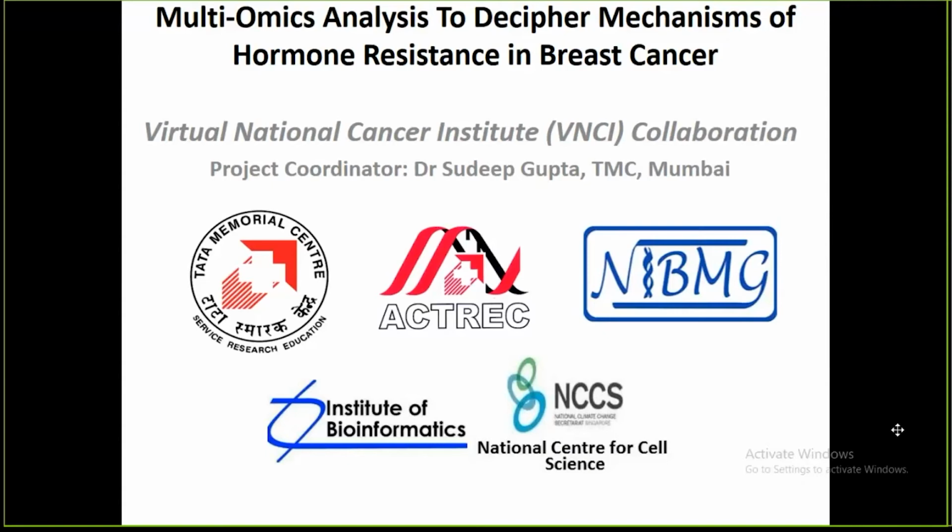Second institution is ACTRAC, with expertise in whole exome and transcriptome analysis. Third institution is National Institute of Biomedical Genomics, with expertise in whole genome analysis. The fourth one is National Center for Cell Sciences, on board for establishment of in vivo and in vitro cell lines and patient-derived xenograft models for drug screening. The last institution is Institute of Bioinformatics, where phosphoproteomic analysis of samples is being carried out. Next slide, please.